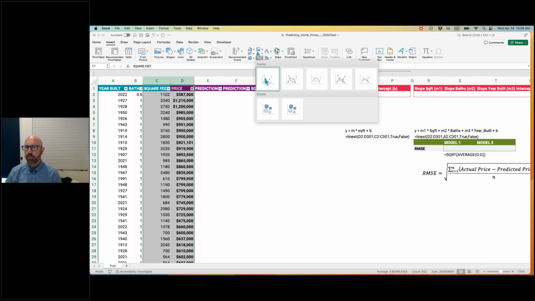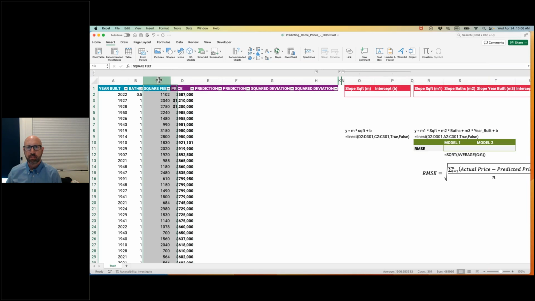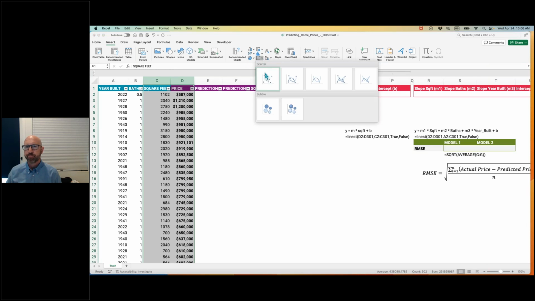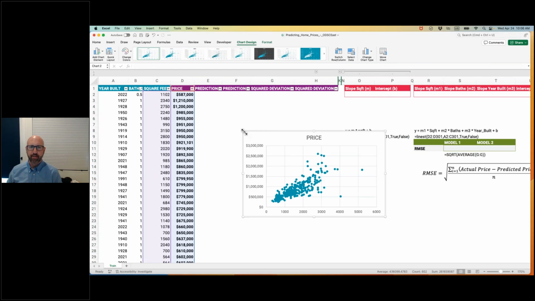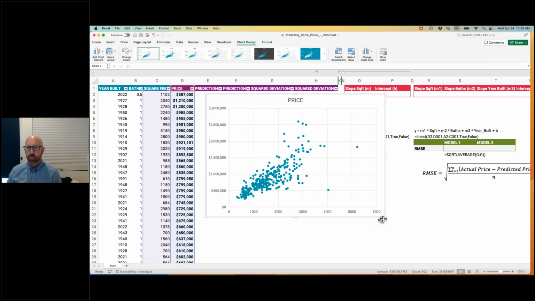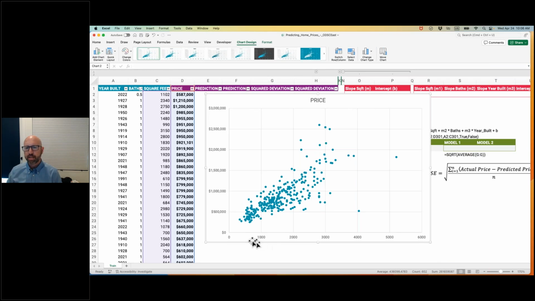So I'm just going to pause for a minute so everybody can see where I'm at. So again, I select my two columns, square footage and price, insert, and I'm going to select a scatter plot here. And once I do that, this is the chart that I get. I'm going to make it a little bit bigger so we can all appreciate it. So at the bottom on the x-axis is my square footage, and on the y-axis is the price.